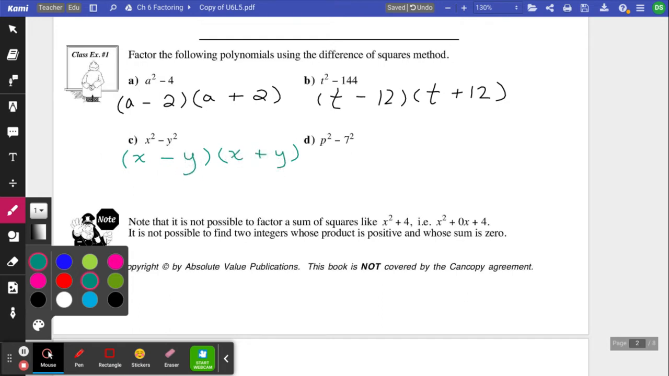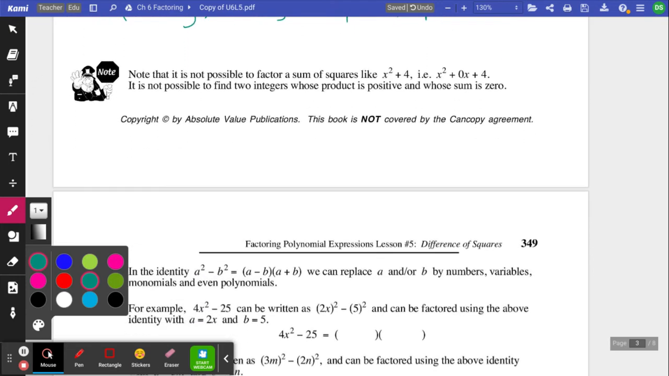Perfect. Okay. Sariana, is this a difference of squares? Go. Perfect. Yes. So what happens if it's a plus sign? Doesn't work. Okay, let's do it.